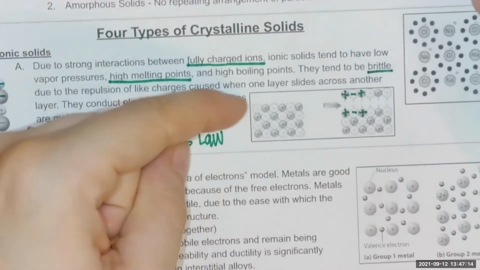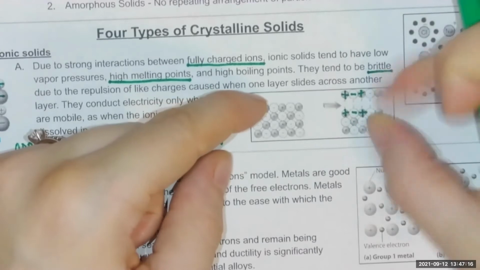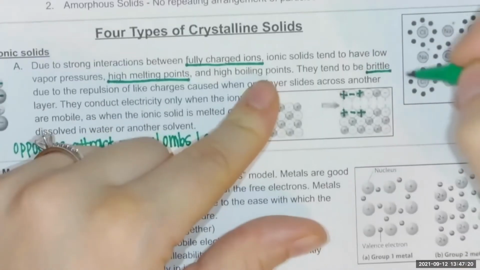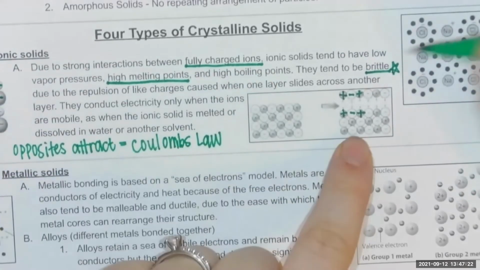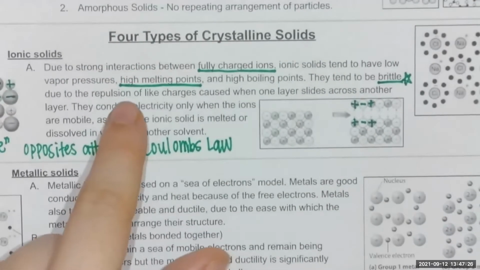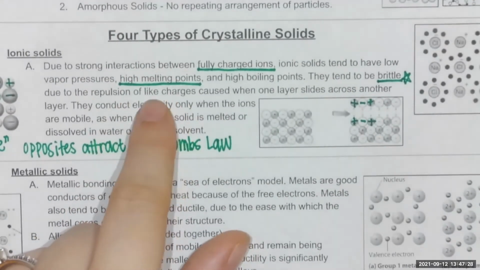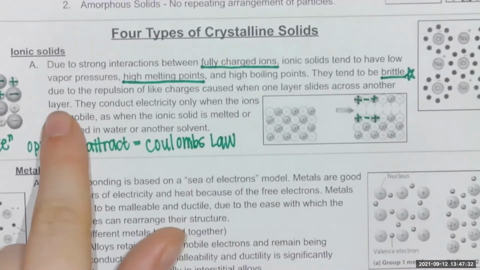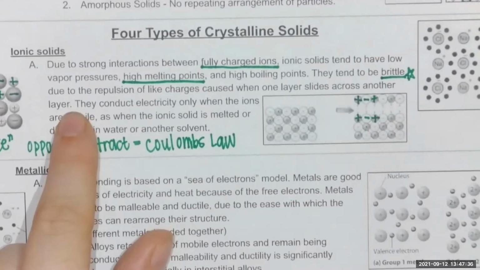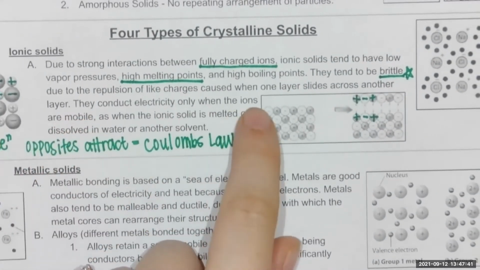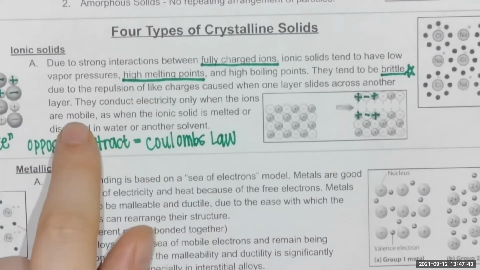If the layer gets shifted, it just breaks. It's brittle. And that's why. So they tend to be brittle due to the repulsion of similar charges, like 2 positives, 2 negatives, caused when one layer slides across another layer. So there you go. They conduct electricity only when the ions are mobile.